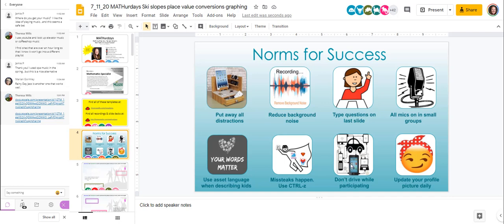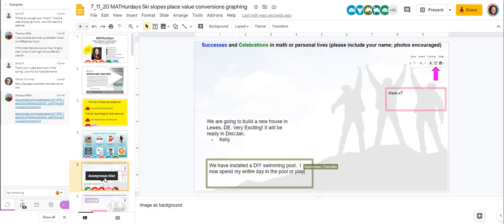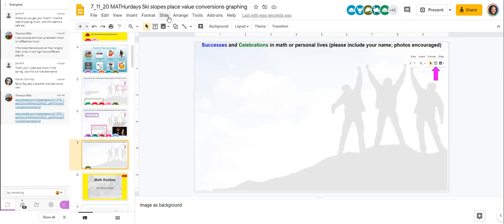When you're in small groups, make sure you turn on your mics. Your words matter, so make sure you're using positive asset language when describing kids. Mistakes happen, and when they do, we'll just press Control Z. So if you accidentally delete something or accidentally move something, just Control Z it and it goes back to the way it was. If you're on a Mac, it's Command Z. Make sure that you are not driving while participating. And if this isn't your first session, please update your profile picture as you get around to it. It really helps us to build community together and to see people from different angles, different things that are happening in their lives, their loved ones, and their pets.